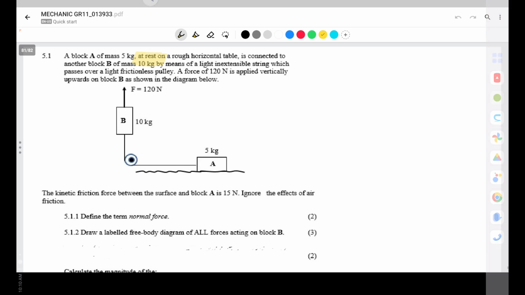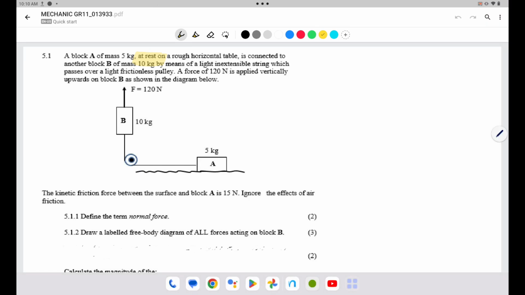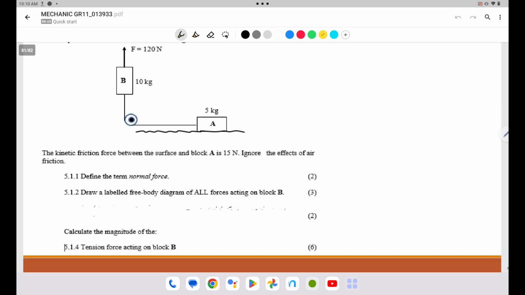Hello world, in today's video we continue talking about Newton's second law of motion. Please feel free to pause this video and try out the questions for yourself.